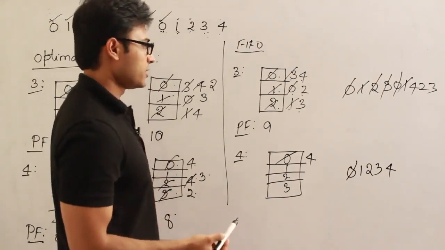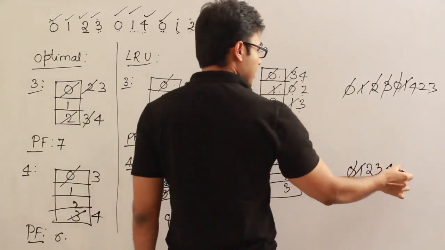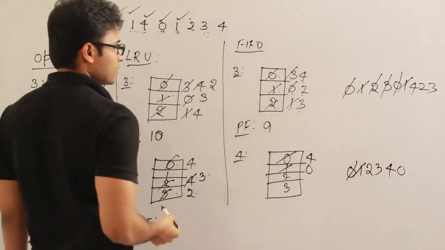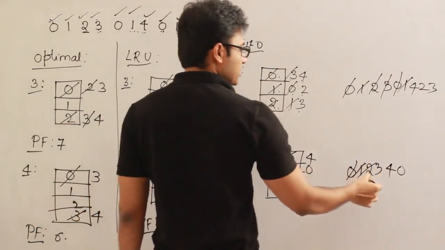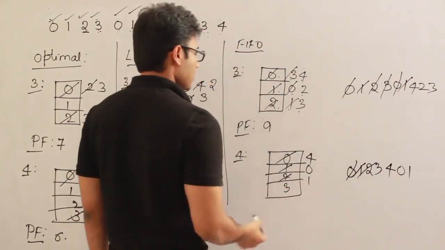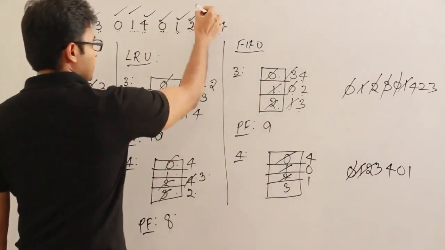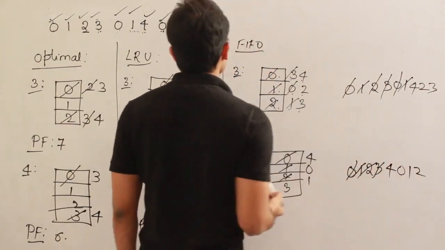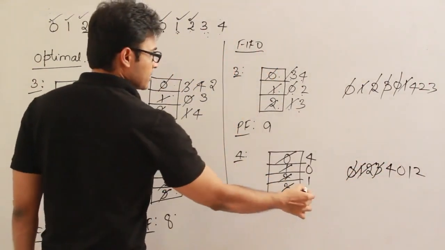Which one should be replaced? 1 will be replaced and I get 0. And next one is I need 1. So which one will be replaced? 2 will be replaced and I get 1. And next one is 2 is required. So which one will be replaced? 3 will be replaced and I get 2.